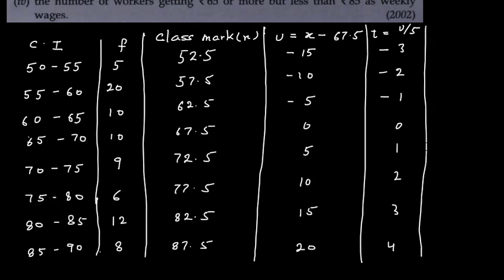Then the final column. What is the final column? The final column is f into t. Now frequency 5 into -3, -15, 20 into -2, it is -40, 10 into -1, it is -10, then 10 into 0, it is 0, 9 into 1, it is 9, 6 into 2, it is 12, 12 into 3, it is 36, and 8 into 4, 32. Okay, so this is f into t.